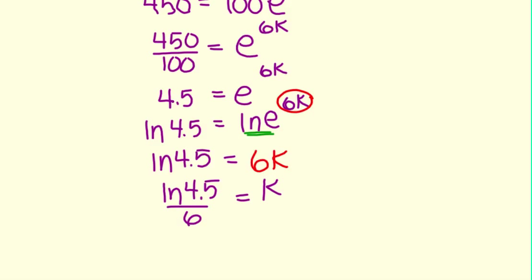Now we enter this into our calculator. The natural log of 4.5, make sure you have a parenthesis after 4.5, divided by 6, gives us a value of K equaling 0.25067. If you wanted it as a percentage, it's about a 25% increase for every 1 hour. But they just wanted to know the value of K.